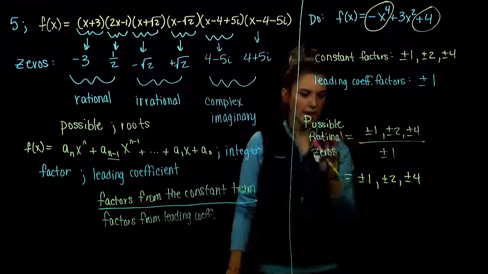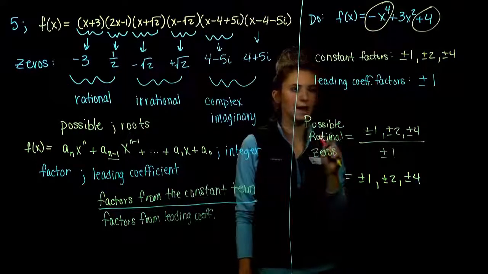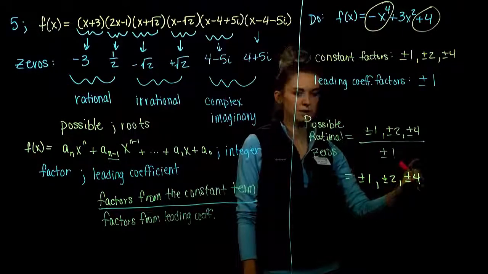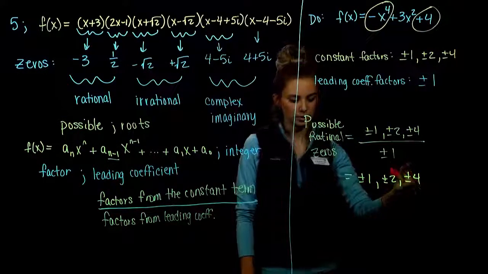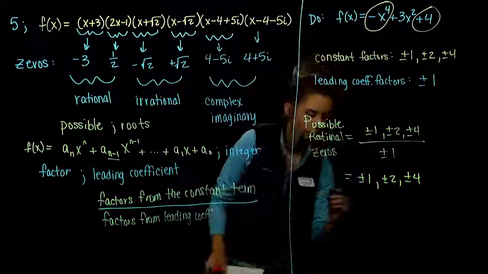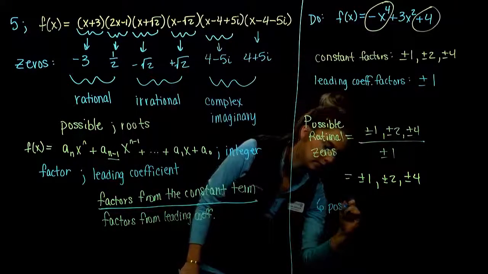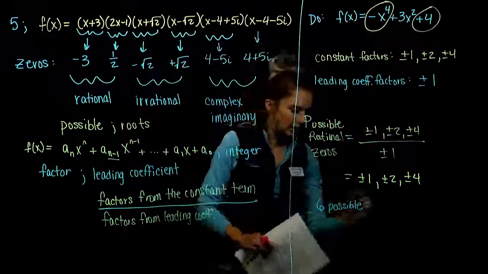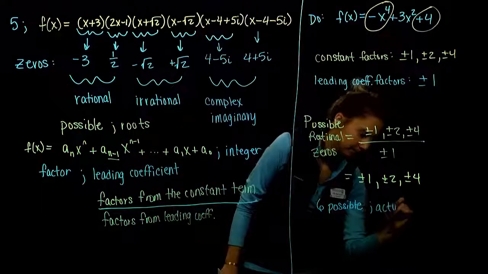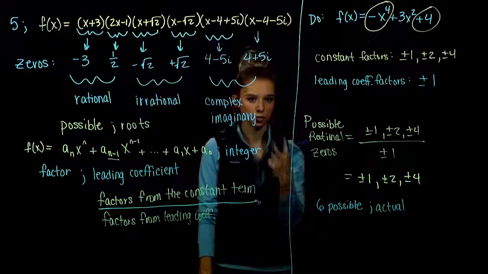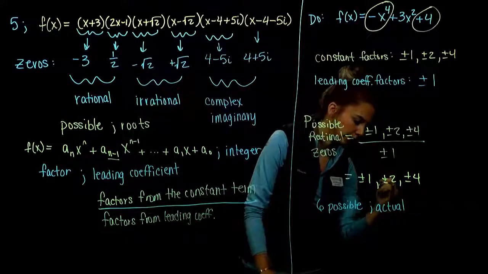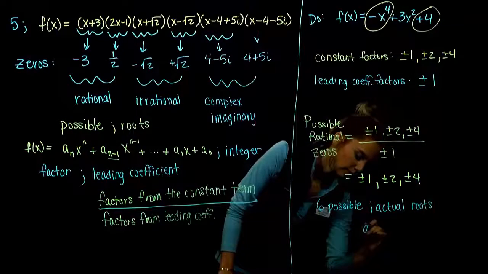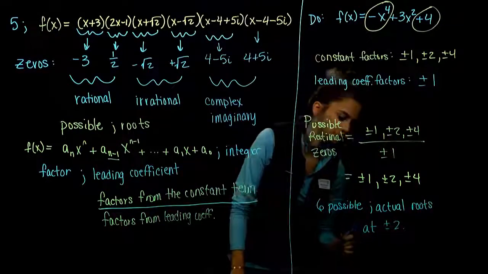So in reality, how many possible rational zeros do we have for f of x? I've got 2, 4, 6 of them all together. So these are the possible ones. We had 6 that could be possible, just the rational ones that are involved. But actually, how many are there? Actually, there's only 2. Only 2, and they're at plus and minus 2. Actual roots or zeros at plus and minus 2.